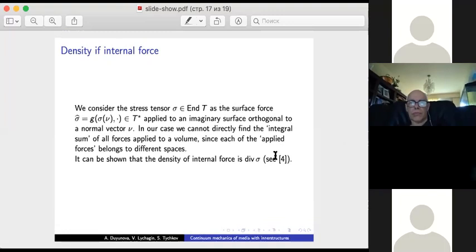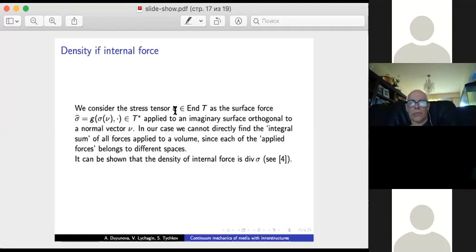Now a few words about how we deal with the momentum conservation law, in particular with its right-hand side. We consider the stress tensor sigma as the surface force applied to an imaginary surface of some small volume, and at each point this force is orthogonal to a normal vector to this surface. Normally, we would find the integral sum of these forces, and thus we obtain the resulting force on this volume.